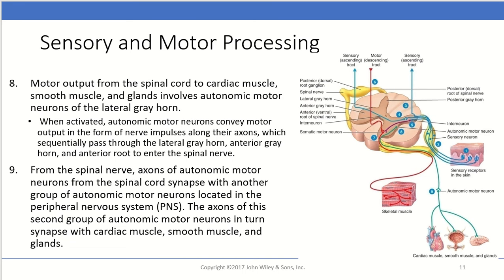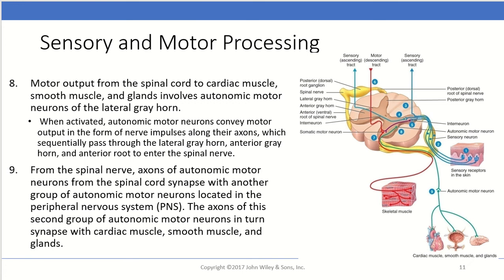Once this occurs, the motor output from the spinal cord to the cardiac muscles, smooth muscles, and the glands is going to involve autonomic motor neurons in the lateral gray horn. When activated, the autonomic motor neurons are going to convey motor output in the form of nerve impulses along their axons, which are then going to pass through the lateral gray horn, the anterior gray horn, and the anterior root to enter that spinal nerve, excuse me.